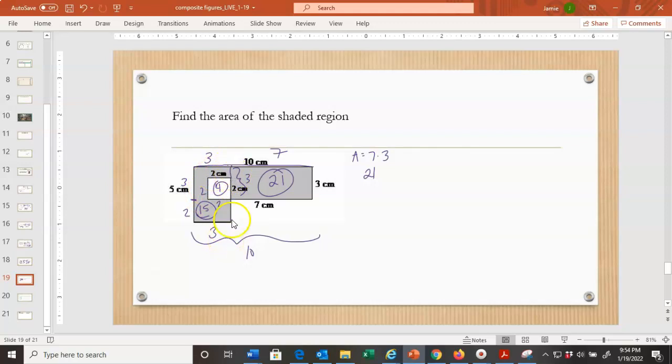Yeah. So the whole thing is 15, but we need to take out the 4, right? So the area we're going to include over here is 15 minus 4. That's 11. And we'll add back in the 21.